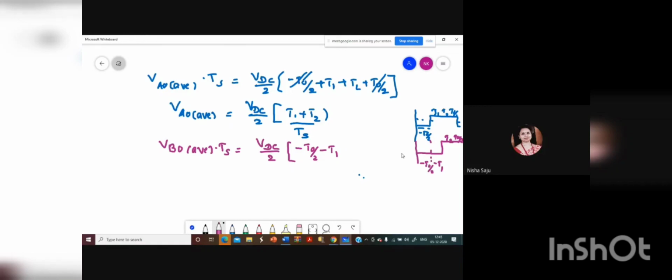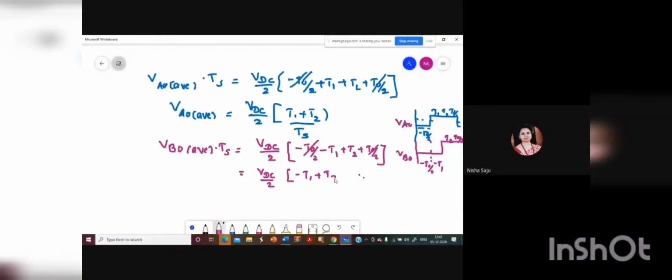So minus T0 by 2, minus T1, then plus T2, then plus T0 by 2. Again, here you can cancel these two. Finally you will be getting VDC by 2 into minus T1 plus T2, which is the equation corresponding to VB0 average. Or we can write VB0 average equal to VDC by 2 into minus T1 plus T2 divided by TS.